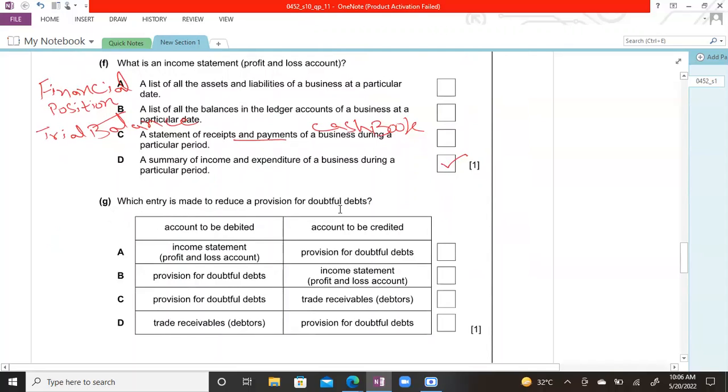Next is G: which entry is made to reduce a provision for doubtful debts? When the provision is created the first time, we are using the term provision is created, and it is also called an increase in provision. So for the increase in provision, this is our entry: income statement debit and provision for doubtful debts credit. But here it says to reduce a provision, so obviously it will be the reverse: provision for doubtful debts debit and income statement credit. So B is our answer.